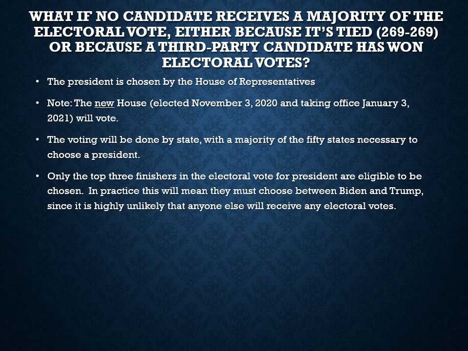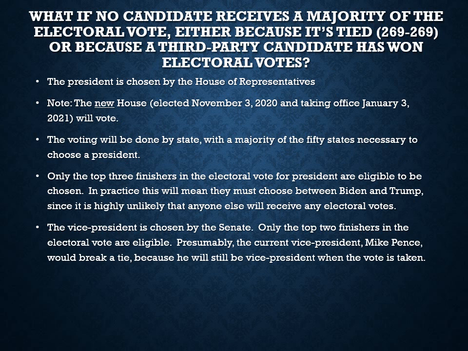Now, only the top 3 finishers in the electoral vote are eligible to be chosen. I expect there will only be 2 finishers in the electoral vote, and that means that they will have to choose either Biden or Trump. They can't just say, well, let's compromise and pick somebody else. That's not allowed. Okay?